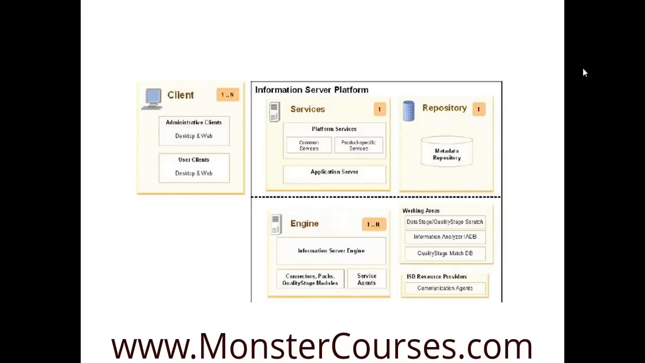DataStage is part of IIS. As I said, DataStage will be a part of IIS. IIS is nothing but, I'm repeating, InfoSphere Information Server. It contains different types of tools. All the tools have been integrated in this platform. It is something like a client-server architecture.